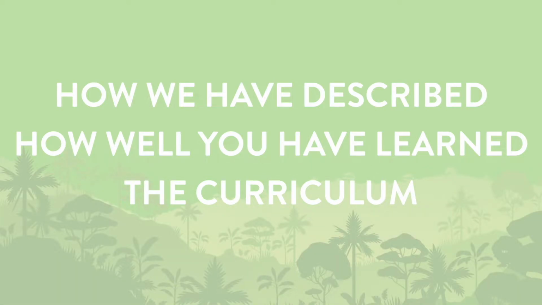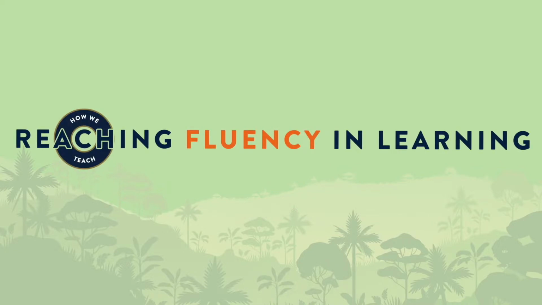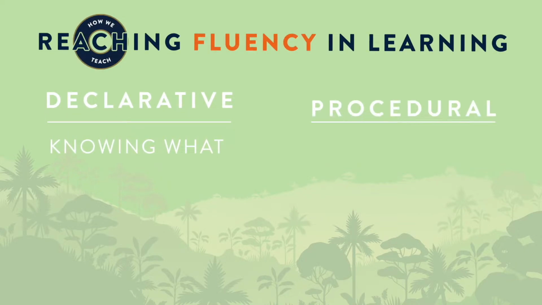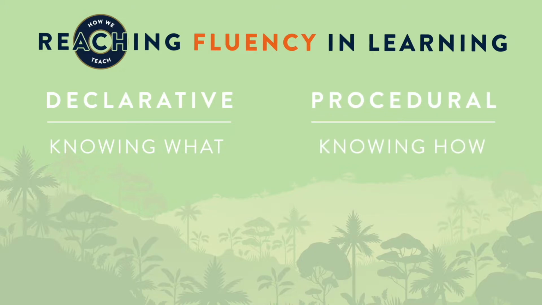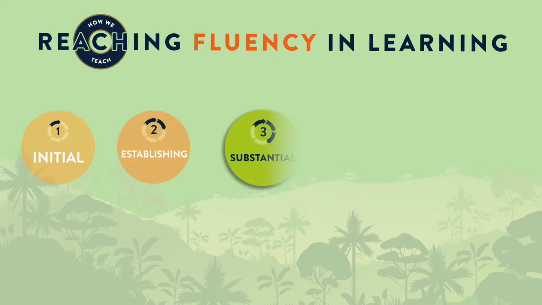Let's move on then to how we've described how well you know those things. And you should be familiar from your time in school about how we use the language of reaching fluency in learning. All of your subjects have assessed how fluent you are in both your declarative knowledge, knowing what, and your procedural knowledge, knowing how. And they've used 5 possible words to describe how well you know what you've been taught.